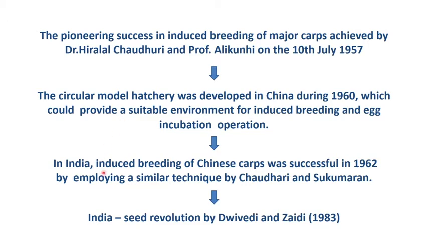In India, induced breeding of Chinese carps was successfully done in 1962 by employing a technique similar to that of Chowdhury and Sukumaran. In India, the seed revolution of aquaculture was done by Dwivedi and Zaidi in 1983.